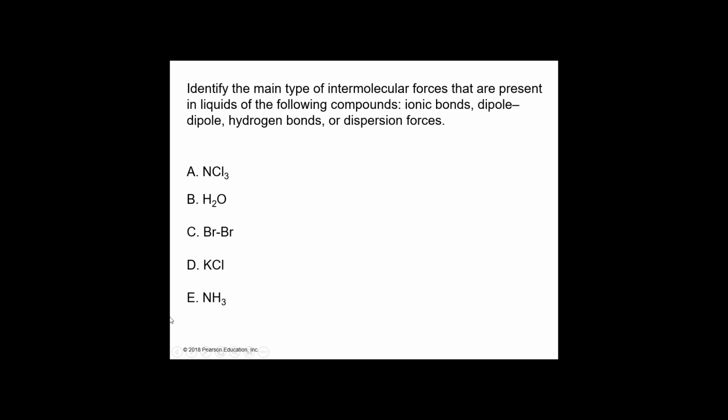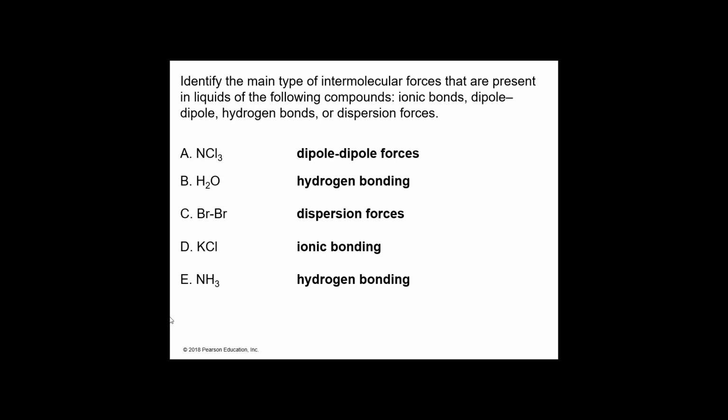Okay, so let's identify the main type, and I'm just going to cheat and go to the end. So we have a nitrogen with three chlorines. That is a polar molecule. Nitrogen has a lone pair on it, and it has electronegative chlorine. So it's a dipole-dipole moment. Hydrogen bonding, we already covered, it has water. Water is a good example of it.